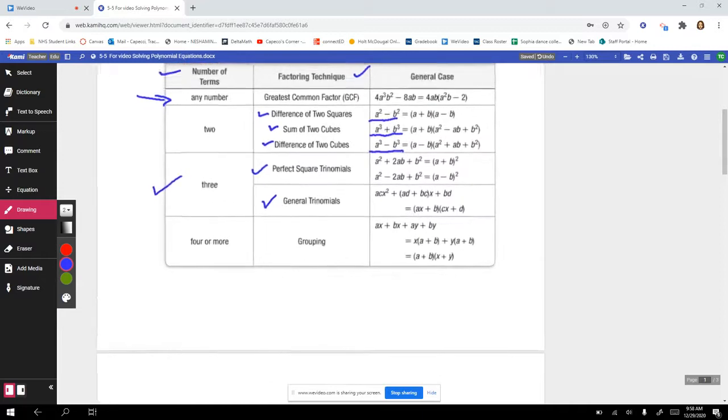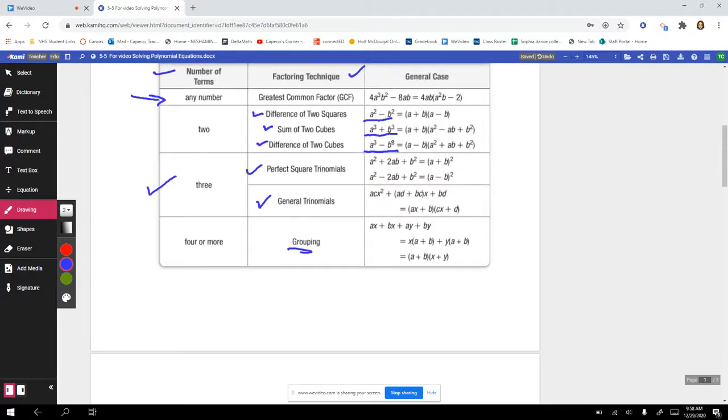The other method we're going to look at today is factor by grouping, and that's for four or more terms. Anytime you have four terms or more and you cannot combine any like terms, then grouping is definitely what you're going to look at.